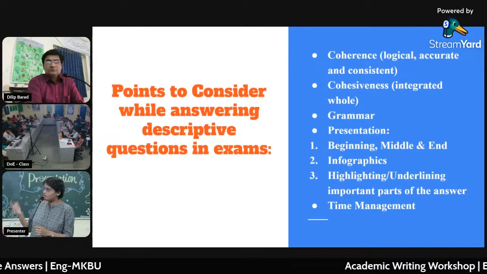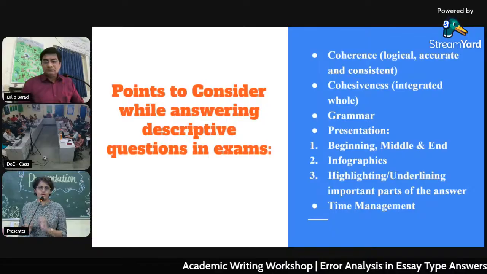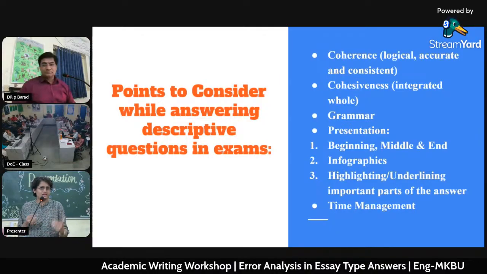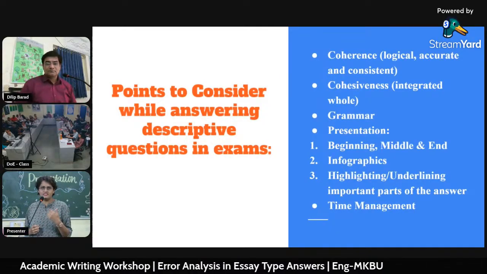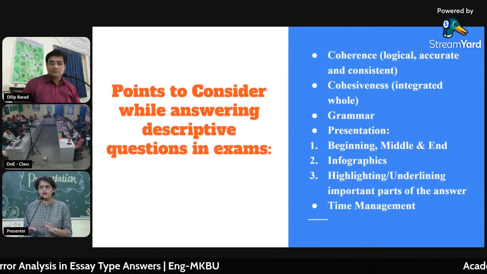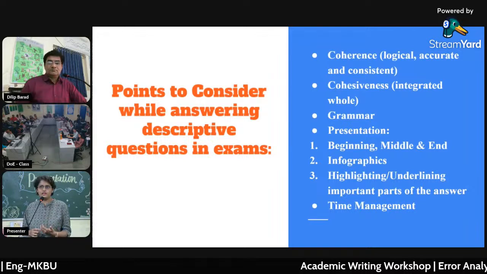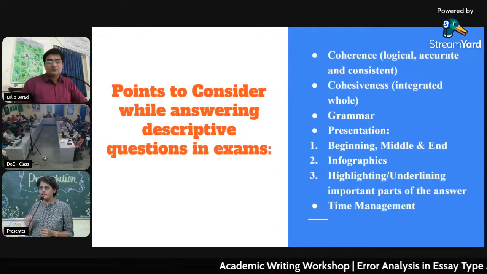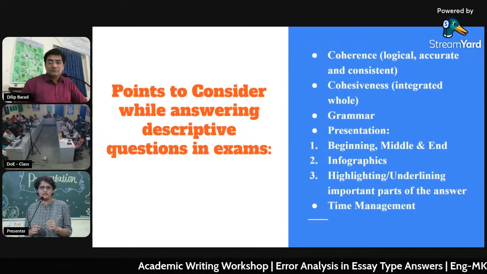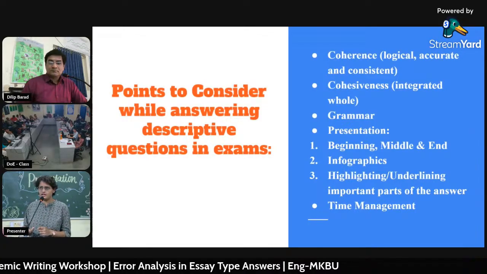So then cohesiveness was also maintained this time. Grammar was better, although there are still some challenges, right? Still some challenges in some of the students' answers. Overall, on an average, grammar has improved, language has improved, even when it comes to spelling errors and grammatical tense errors, right? So those things have improved this time.